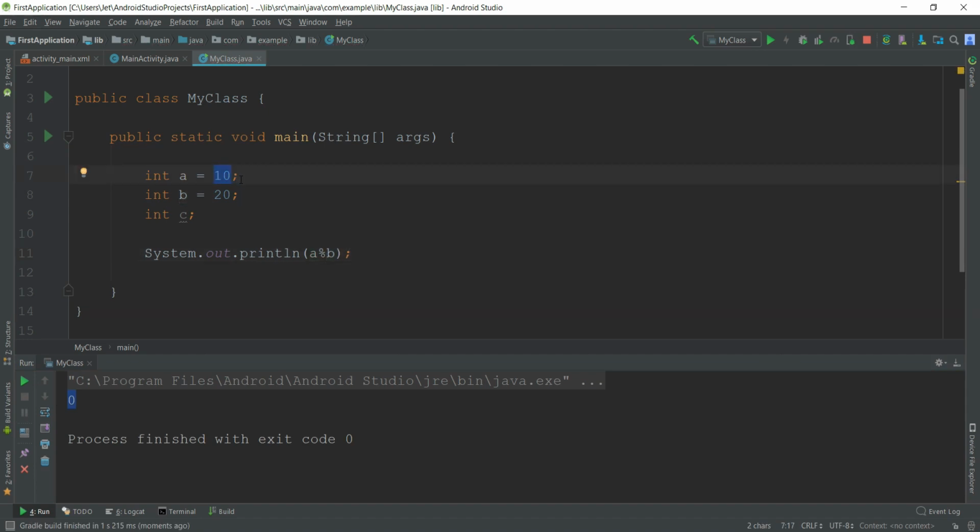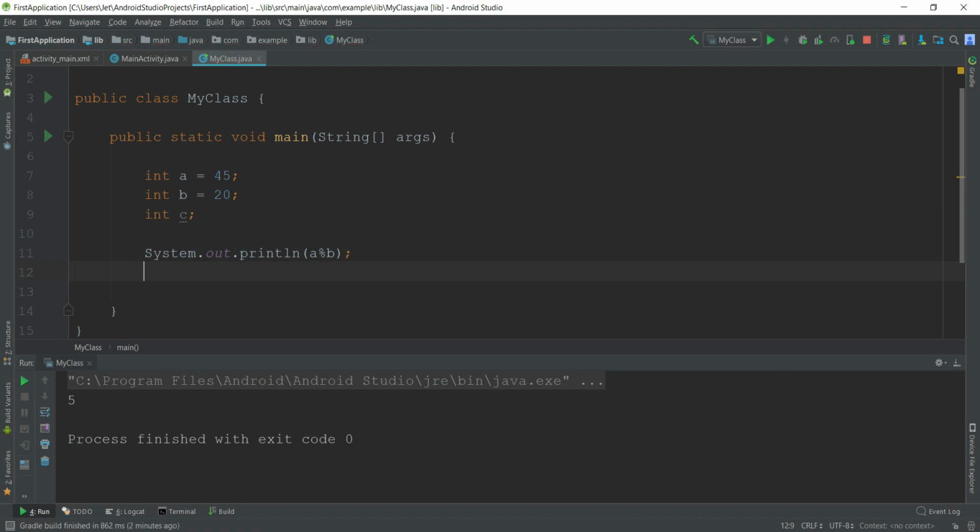So, baguhin natin yung value na to. Gawin nating, ano ba? 45. So, ang magiging remainder niyan is 5. So, run natin. So, ang sagot is 5. Kasi, 45 divided by 20. Ang matitira is 5. At guys, sinusunod niya rin yung proper order ng operation.